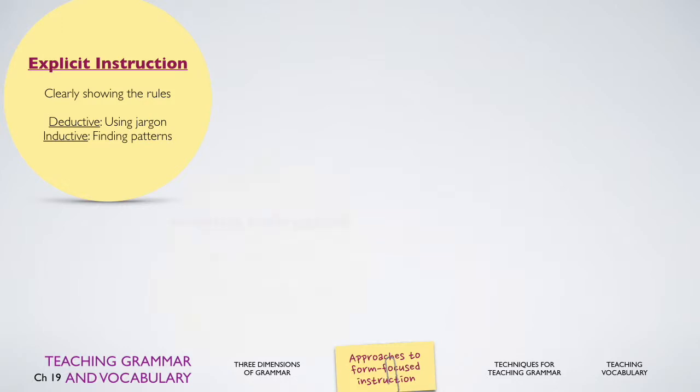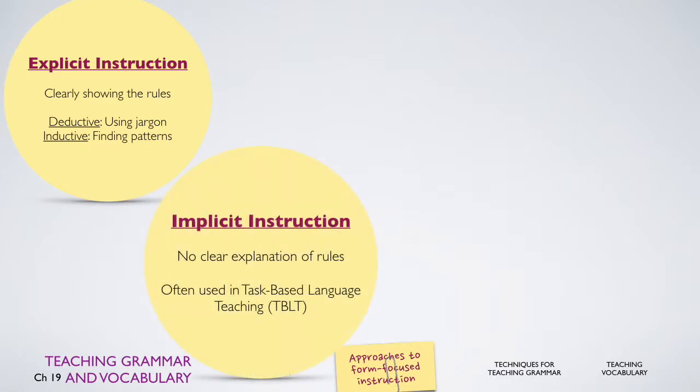When going for an implicit approach, there is little use of technical terms. You're not going to be saying words like present perfect. A lot of the responsibility is put on the students to find patterns in the language themselves. Those who are fans of task-based language teaching tend to like the implicit approach. You can go back to page 46 if you can't remember what TBLT was.